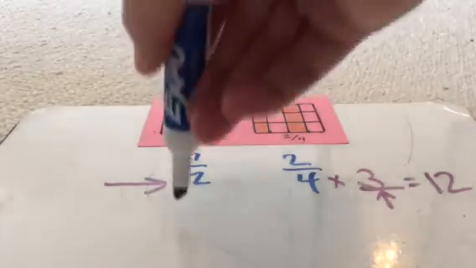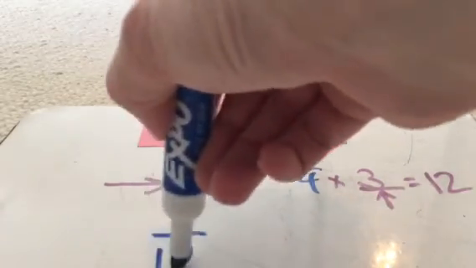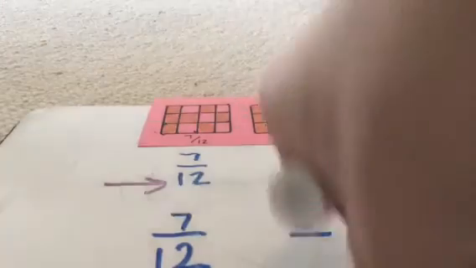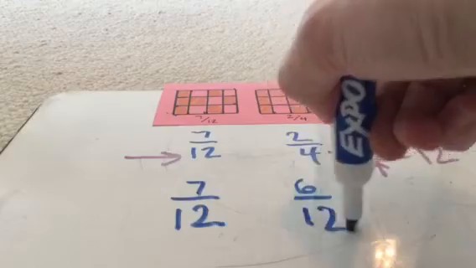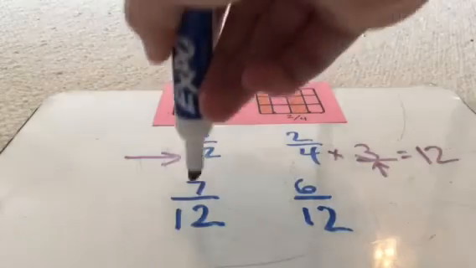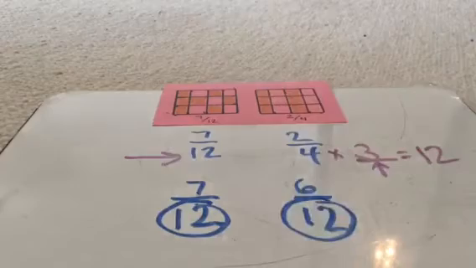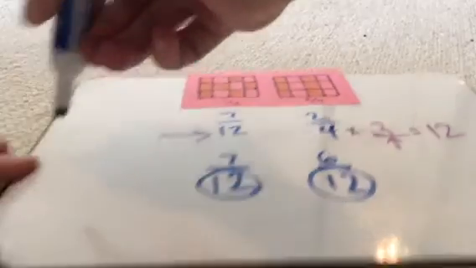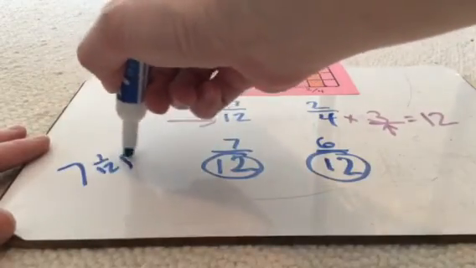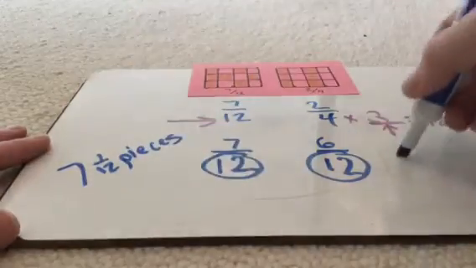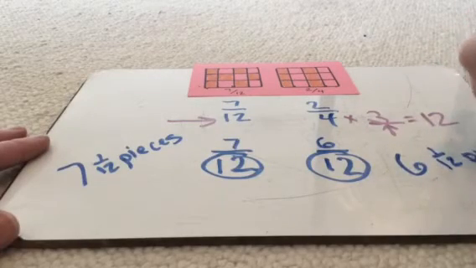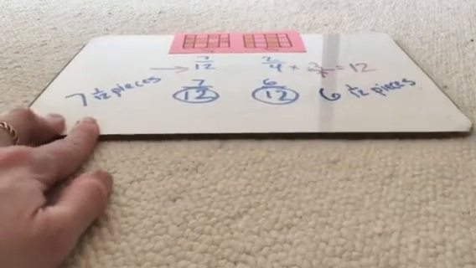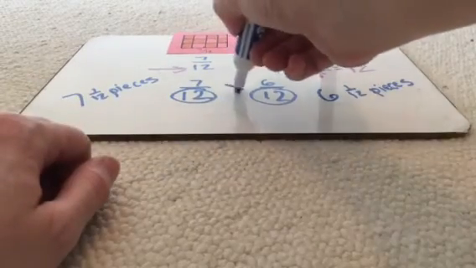Our 7/12, we didn't do anything to that picture, so that stays the same. And then here I have 6 that are shaded yellow out of a total of 12 pieces. So now I have a common denominator, and I can compare using common denominator strategy. So if I have 7 1/12 pieces or 6 1/12 pieces, okay, we'd rather have the 7 1/12 pieces because that is more.